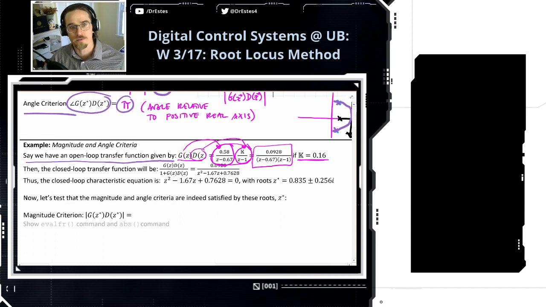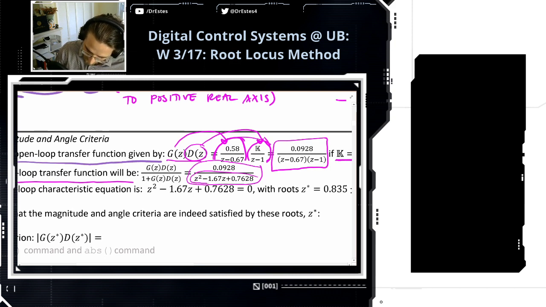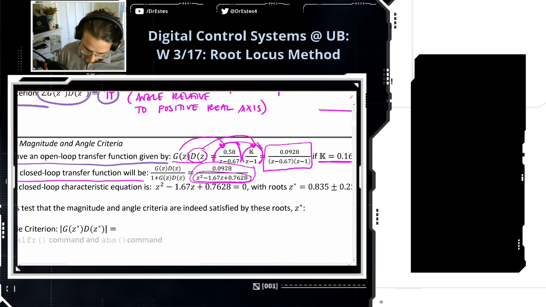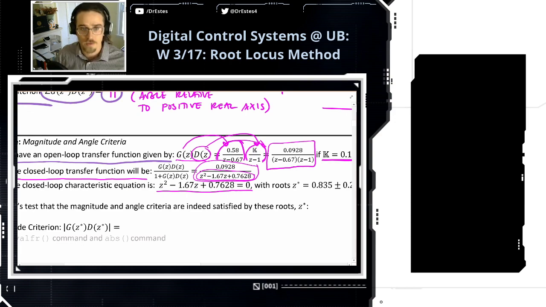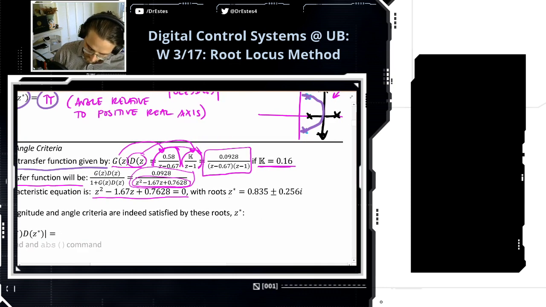If we make a standard feedback loop, then when we connect the feedback, this is what the closed loop transfer function will be. And if you look at the denominator of this, that's the closed loop characteristic equation. If you set it equal to 0, the values of z that satisfy that are the closed loop poles.